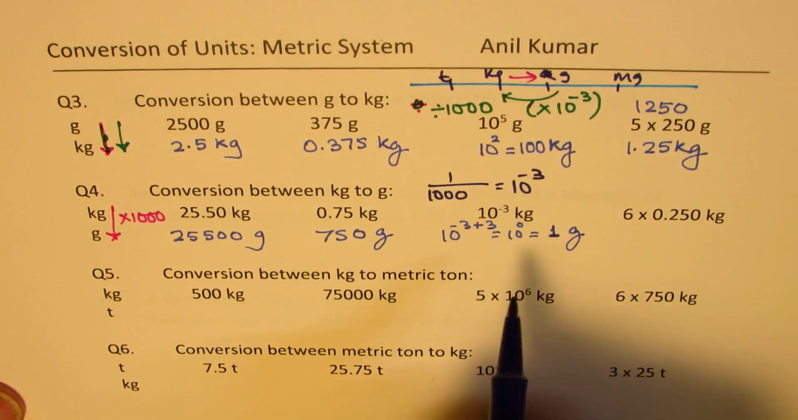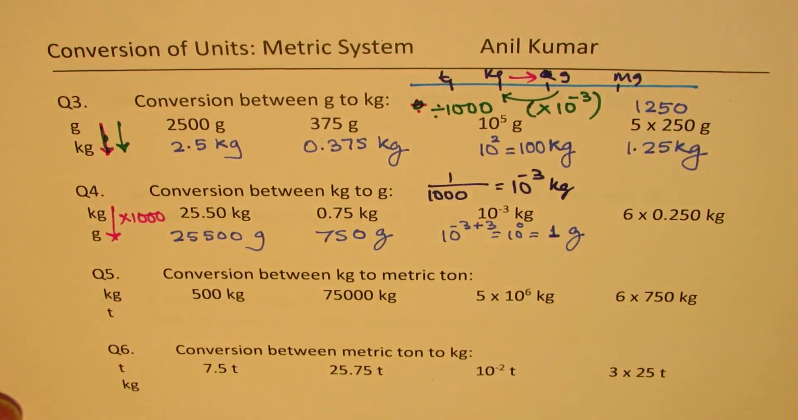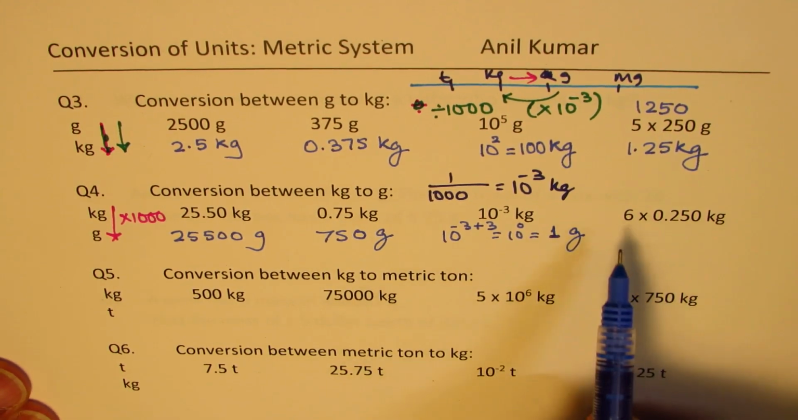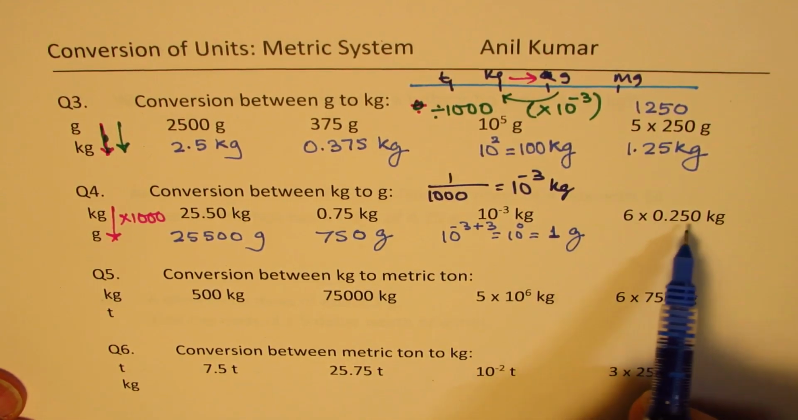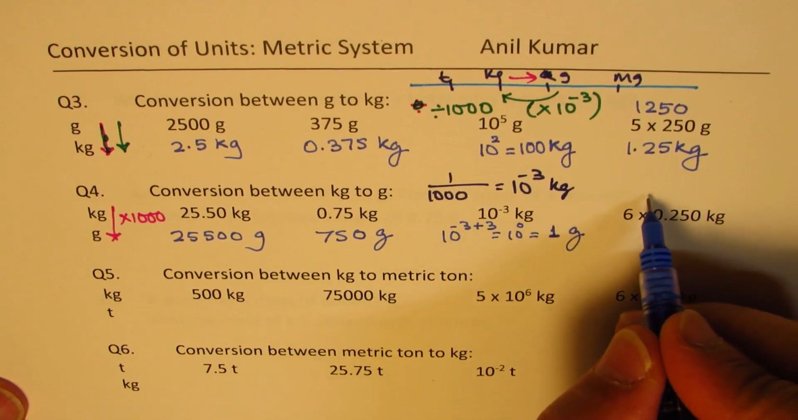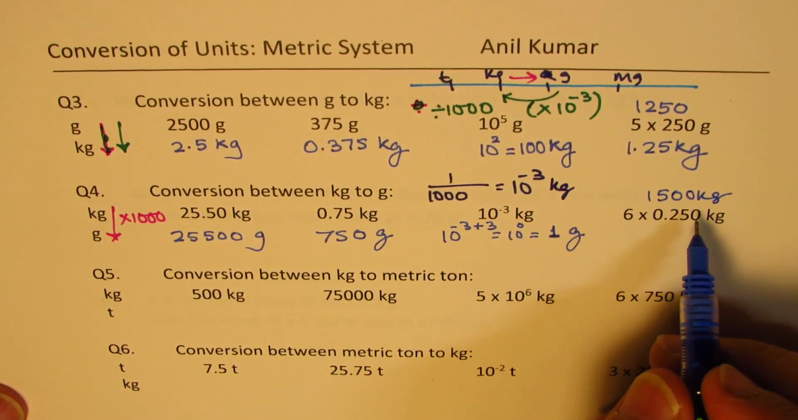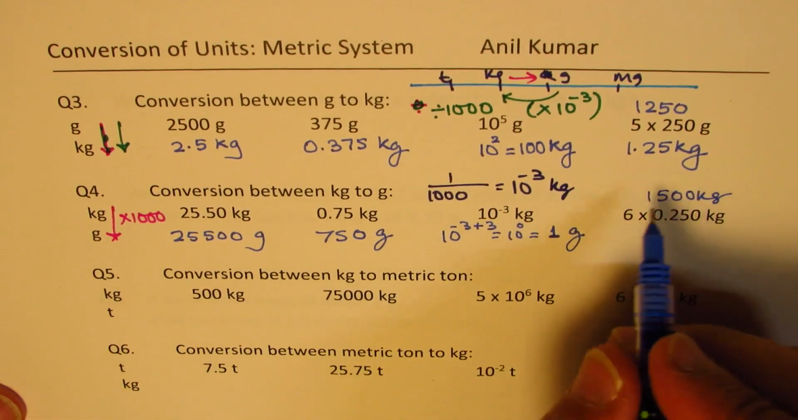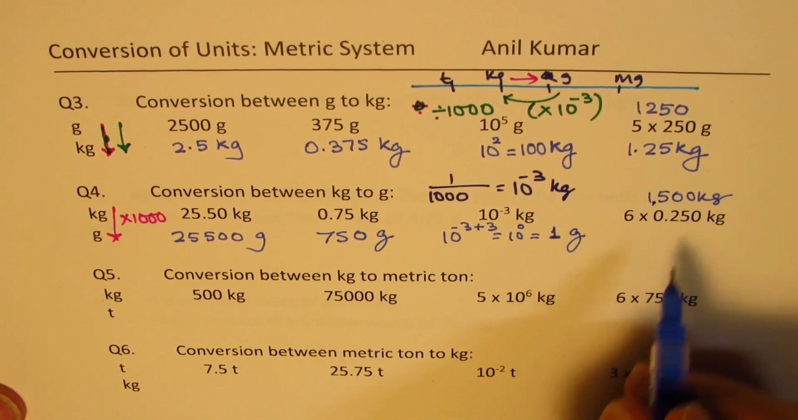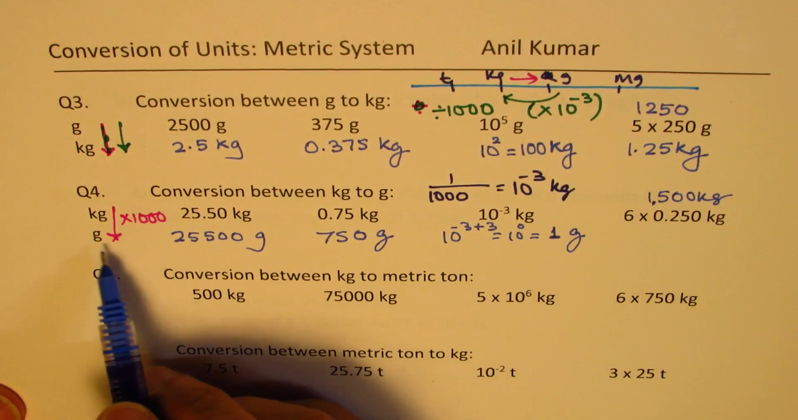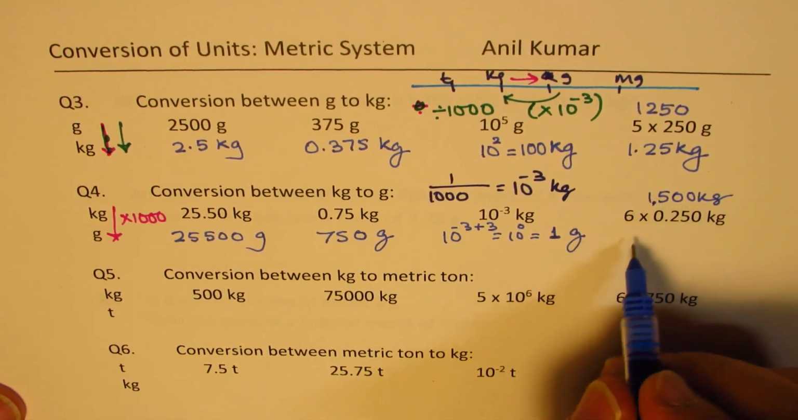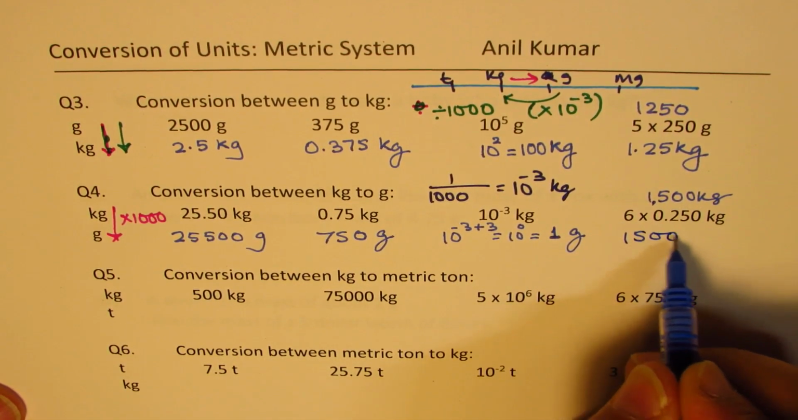So I hope it is absolutely clear, right? Sometimes there could be a confusion when we write in terms of exponents, but this is a good time to learn it. Now 6 times 250, 4 times is 1000, so we get 1500 kilograms. So when you convert to 1.5, there are 3 decimal places. So when you multiply by 1000, it becomes 1500 grams. Clear?